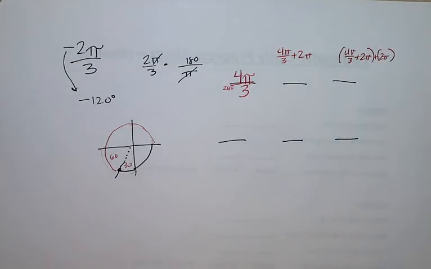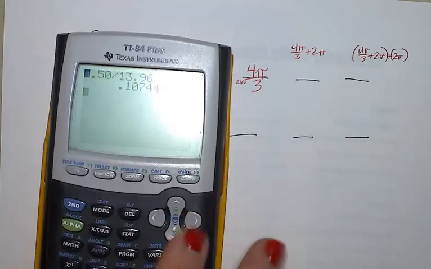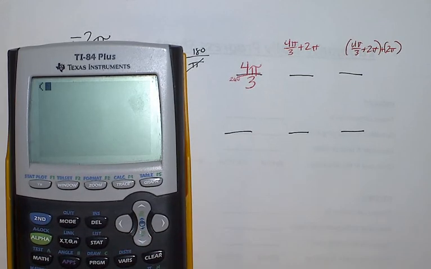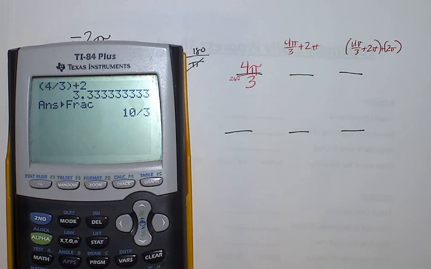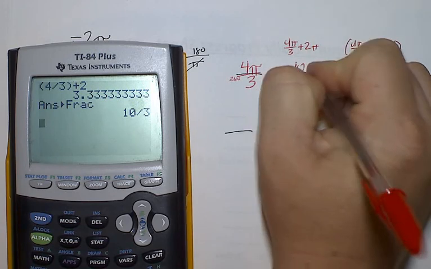So here's the fast way of doing it. Because they both contain pi's, we get to initially forget about the pi. Grab your calculator. In parentheses, take 4 divided by 3, do not place a pi, then add another 2. We're going to get a decimal and we're going to turn it back into a fraction by hitting math, fraction, enter, enter. Then, as I write down 10 over 3, I get to throw a pi on top.